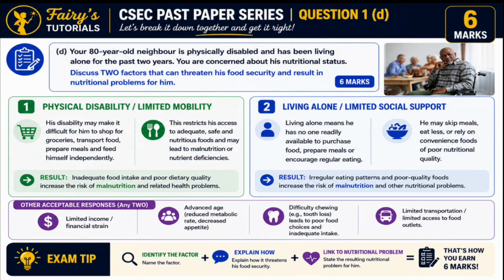Exam tip for this question, guys: identify the factor. So you name the factor, which will give you your 1 mark. Then you explain how, right? So you explain how it threatens his food security, and then you link it to the nutritional problem. So you state the resulting nutritional problem for him, and that's how you would earn your 6 marks.